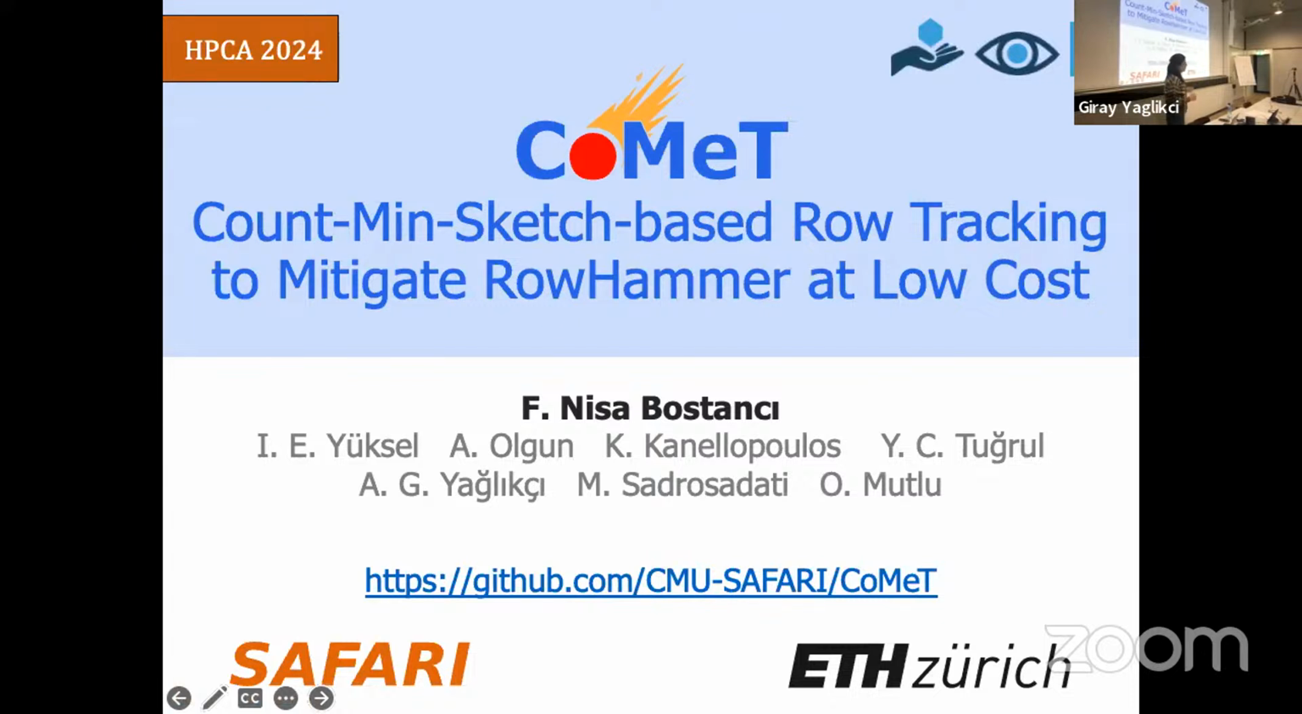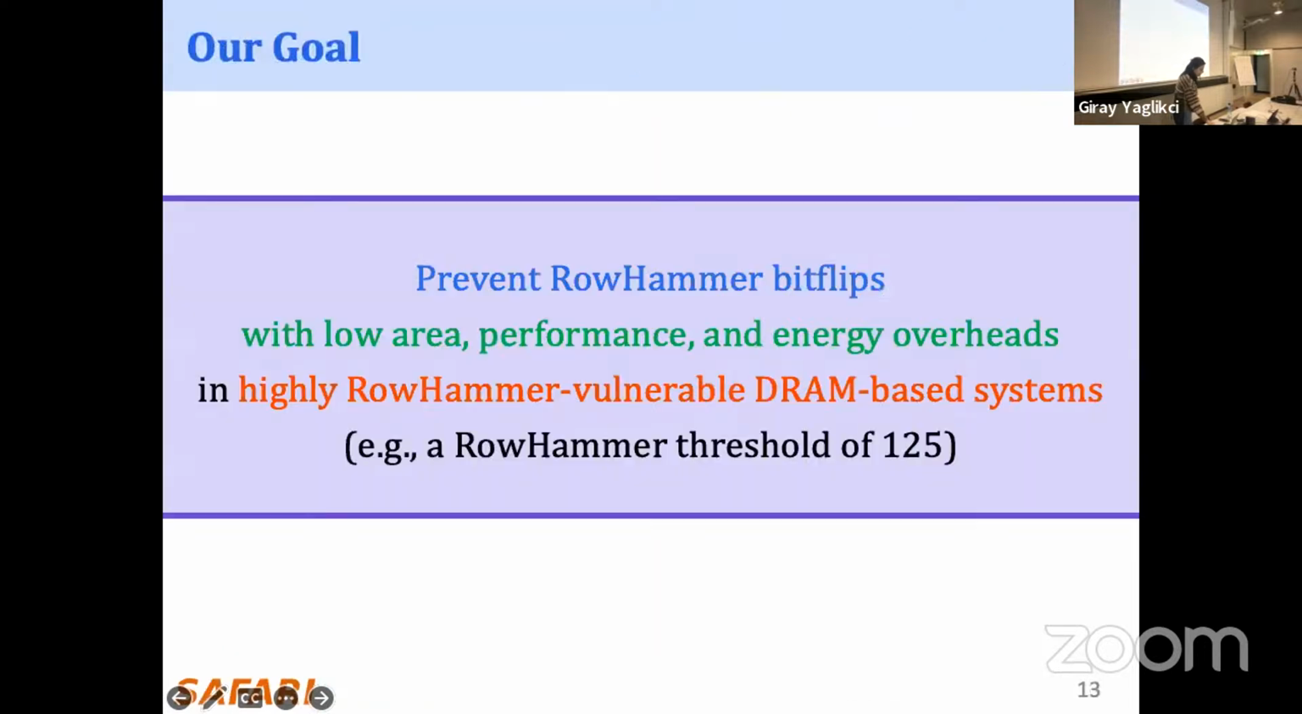The first one is called CoMeT, Count-Min Sketch-Based Row Tracking to Mitigate RowHammer at Low Cost, which was presented in HPCA 2024. Our goal, again, is to prevent RowHammer bit flips with low area, performance, and energy overheads in highly RowHammer vulnerable DRAM-based systems.